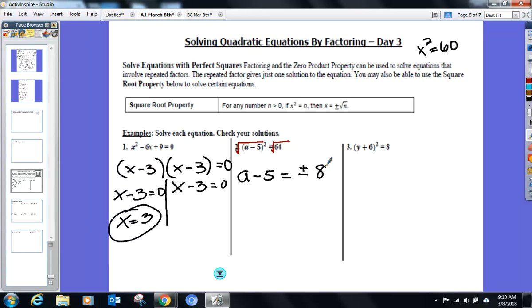Hey guys, what was the highest exponent to start out with? So how many answers should we have? Two. Where are those two answers going to come from? A minus 5 equals what? 8. And a minus 5 equals negative 8. That's where our two answers are going to come from. When you take the square root, you get the plus and minus version. Go ahead, solve.